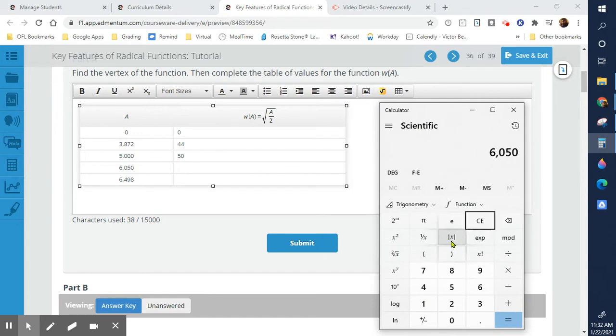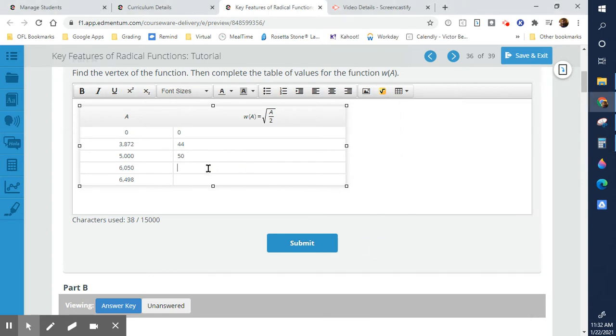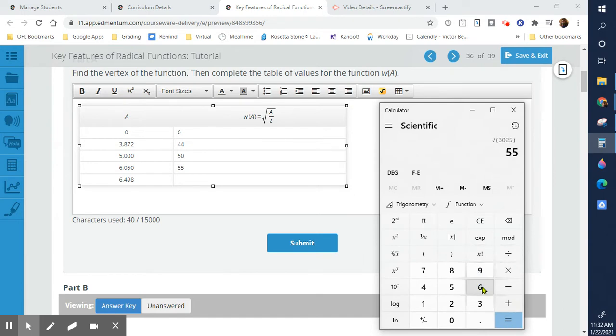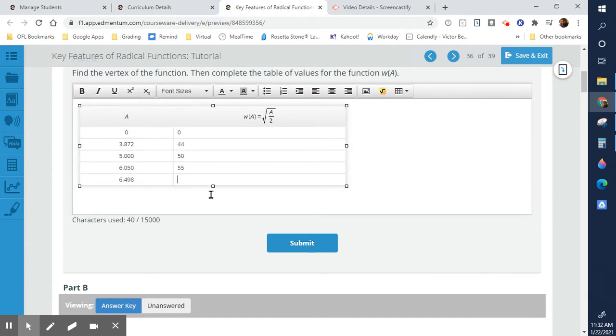So 60, 50 square rooted, oh, divided by 2, sorry. Divide this by 2, and then we're going to square root that number, and we get 55. And then we're going to take 64, 98, I'm sorry, 64, 98. Divide that by 2. We're going to square root that number, and we get 57.